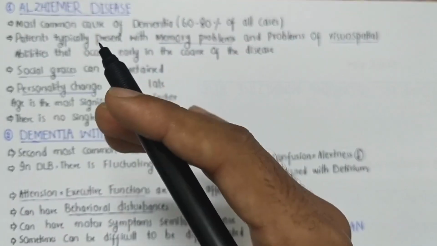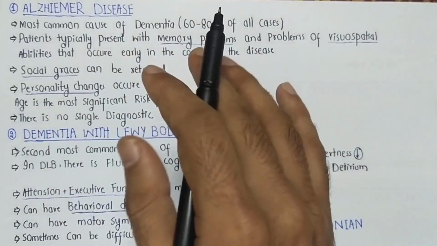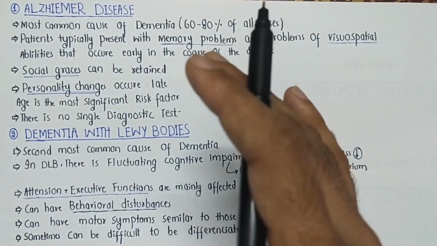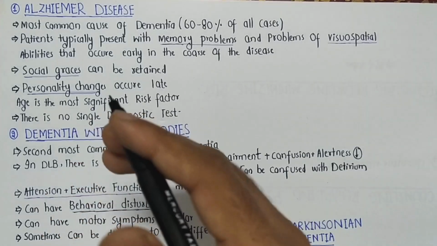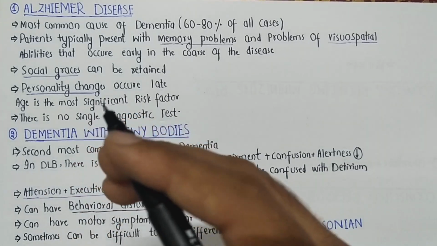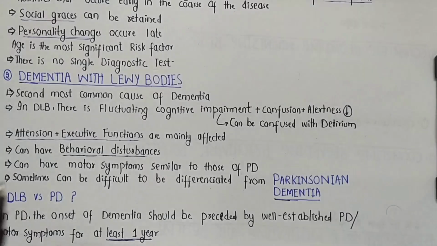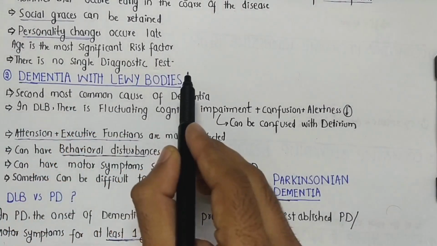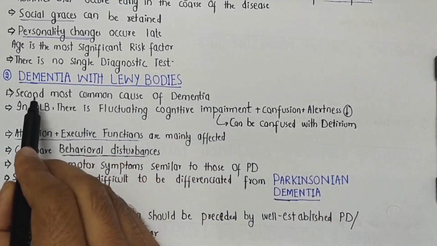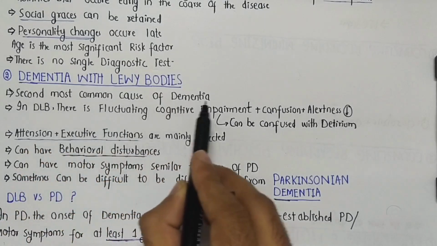Several genetic factors, lifestyle factors, and environmental factors combine to actually cause Alzheimer's disease. There is no single diagnostic test available for Alzheimer's disease, and the diagnosis is a clinical one. Now let's talk about dementia with Lewy bodies, which is DLB. It is regarded as the second most common cause of dementia after Alzheimer's disease.